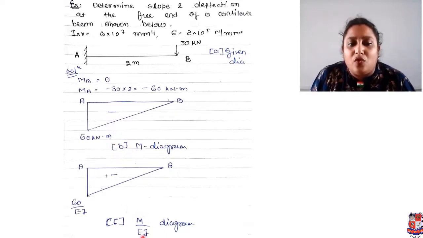Now we have to go for the M upon EI diagram. Okay. So our moment diagram we have already mentioned. As per that, the same moment diagram will be there, but it is the M upon EI diagram. So 60 upon EI. Okay. So it will be negative, similar to that. But here the moment diagram is 60 kilonewton into meter, while the M upon EI diagram has M, 60 upon EI. So as per that we drew the M upon EI diagram.